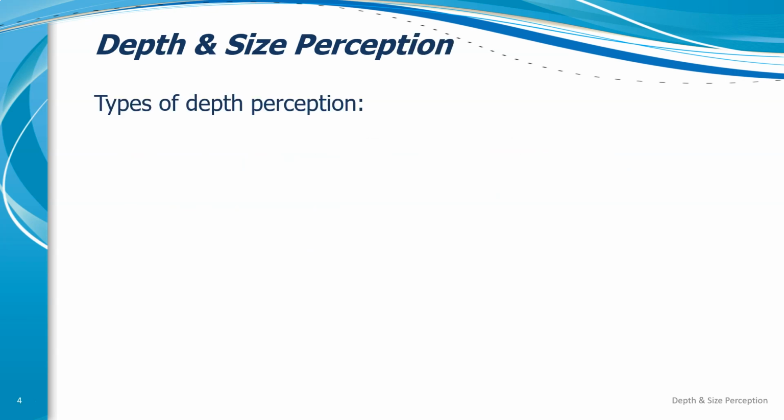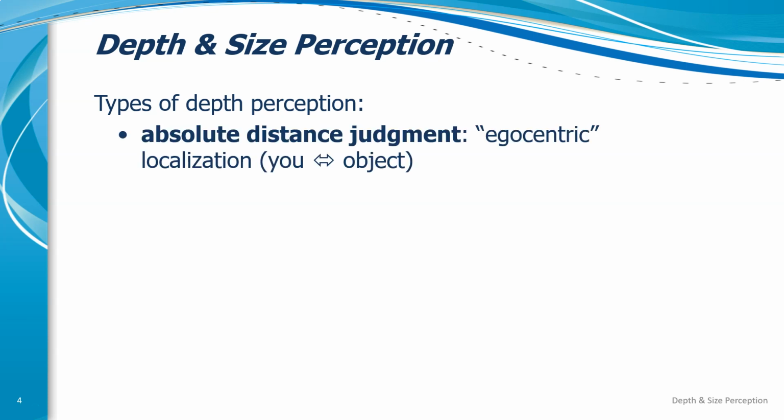But first, depth and size perception, but really this first one is going to be all about depth perception. There are a couple of different types of depth perception. One is called absolute distance judgment, in which you make quite literally egocentric localization. That is, how far am I from an object? And by and large, this is what we're going to be looking at, egocentric or absolute distance and depth perception.